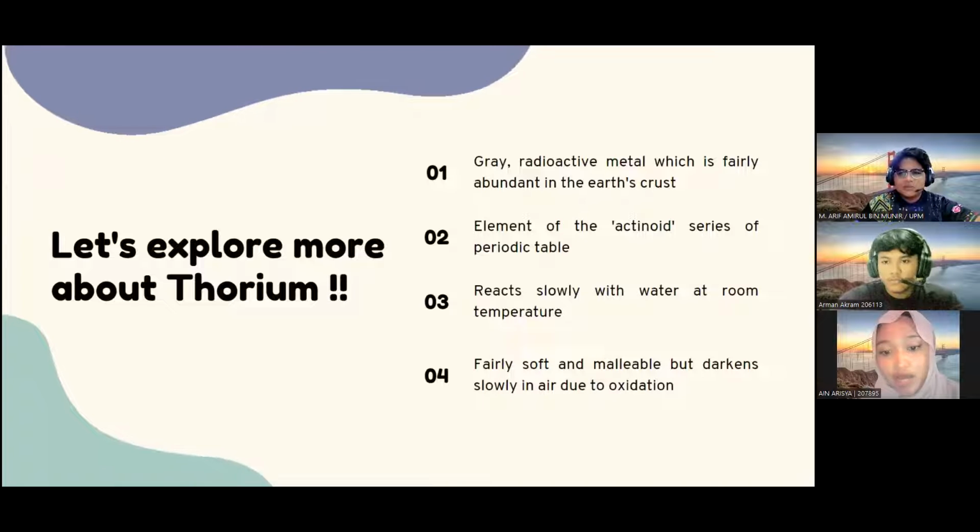Thorium is a gray radioactive metal which is fairly abundant in the Earth's crust. The special thing about thorium is that it is a basic element of nature. Thorium itself will not split and release energy. Next, thorium is an element of the actinoid series of the periodic table. This element can also react slowly with water at room temperature. The texture is fairly soft and malleable, but it darkens slowly in air due to oxidation. Now, it is time for us to move on to the properties of thorium.